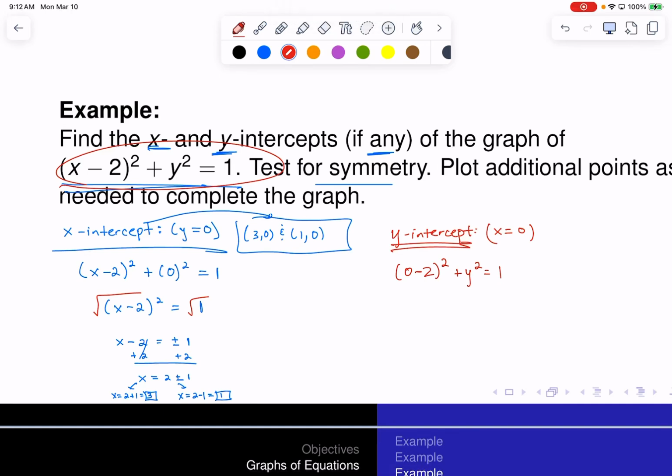Okay, so we're going to do the y-intercept. So we're going to plug in x equals 0. For the x-intercept, you plug in y equals 0. For the y-intercept, you plug in x equals 0. And you do the same thing. Now we're solving for y.